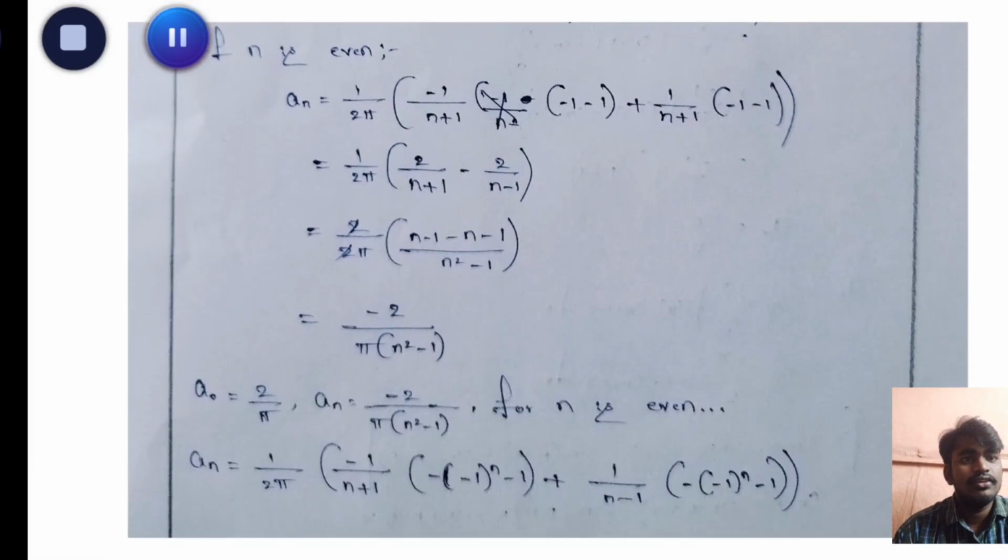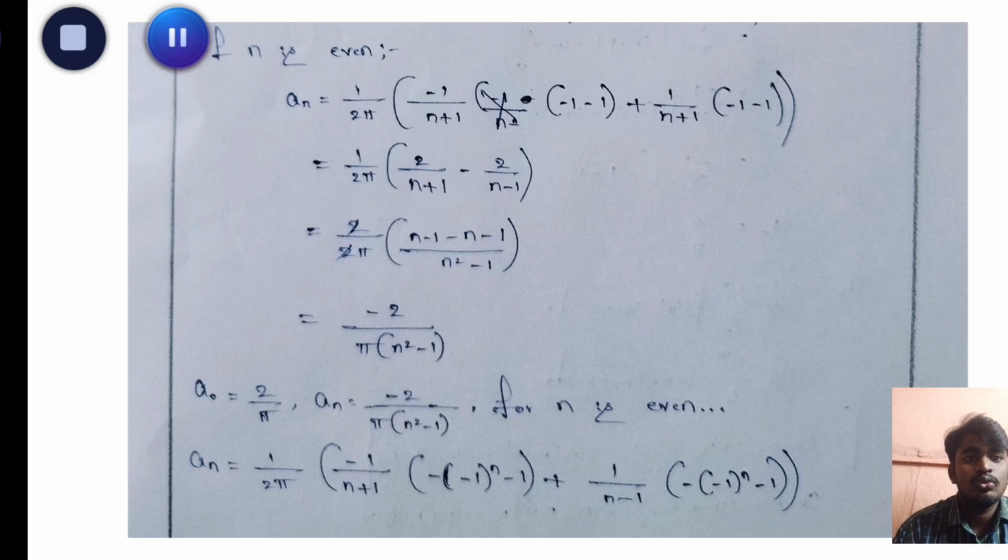If n is an even number, then the a n value is 1/(2π) of [−1/(n + 1) into (−1) plus 1/(n − 1) into (−1)]. Finally, the value of a n, if n is even, is −2/(π(n² − 1)).